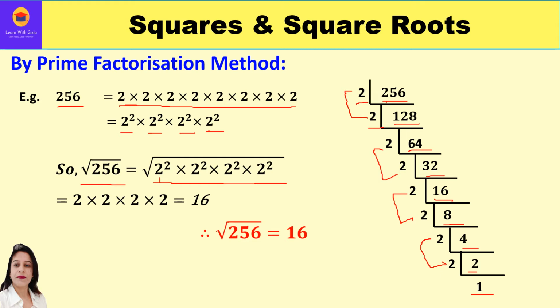Now I'm going to take one factor from each square. From this 2 square I am taking 2, from this 2 square I am taking 2, and from this 2 square I am taking 2. Now I am going to find the product of these factors, which comes to 16. So I can say the root of 256 is 16. This is how we find the square root by the prime factorization method.